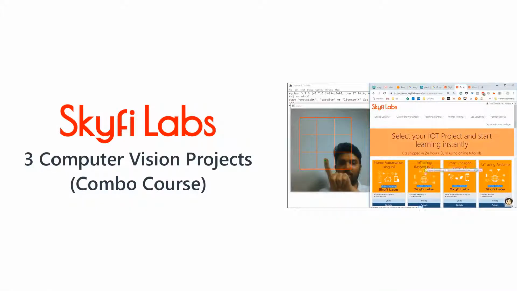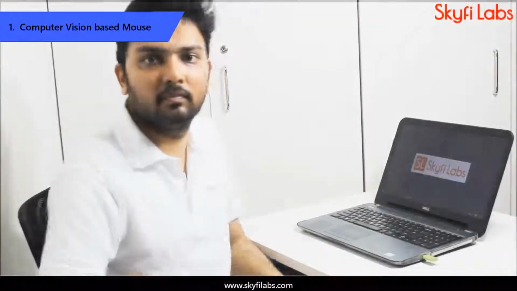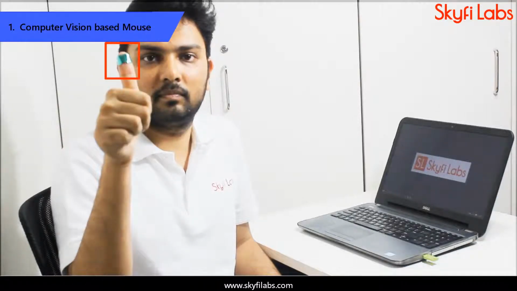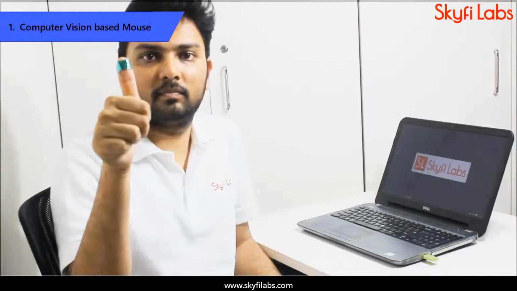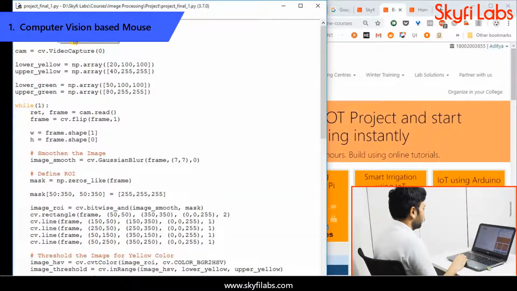In this course, you will build three different computer vision-based projects using Python. First, you will learn to develop a computer vision-based mouse. The yellow color in the forefinger will be used for moving the cursor, and green color in the thumb will be used for the clicking action.